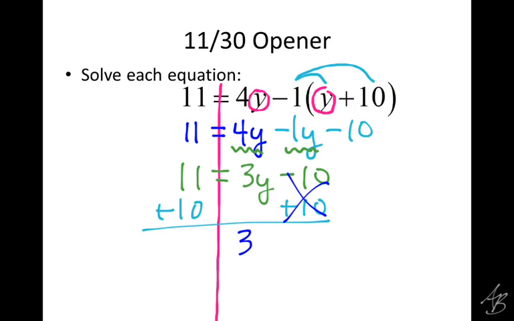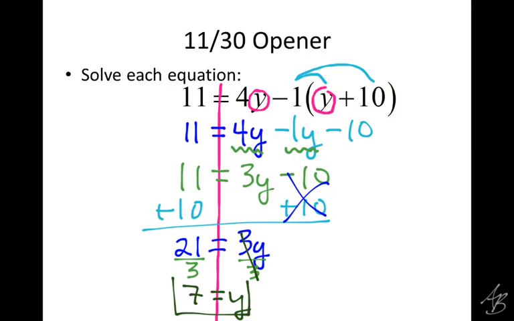So we get 3y on the right, and what do we have on the left? 21. And then what? Divide by 3. So we divide by 3 on each side. The 3's cancel on the right, leaving y all by itself. And on the left side, 21 divided by 3 is? 7. So we get 7 equals y.